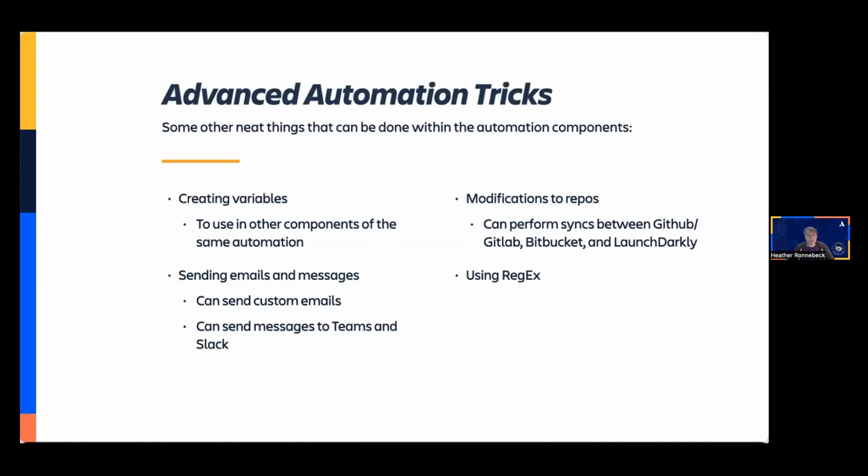Once you're familiar with how to create the automation rules within Jira, then you can start working on some more advanced tricks. For example, if you're skilled with scripting and repositories, you can create variables, which can then be used in other actions of the same automation rule. You can also have rules trigger other automation rules as well. These are just some of the advanced things that we can do.